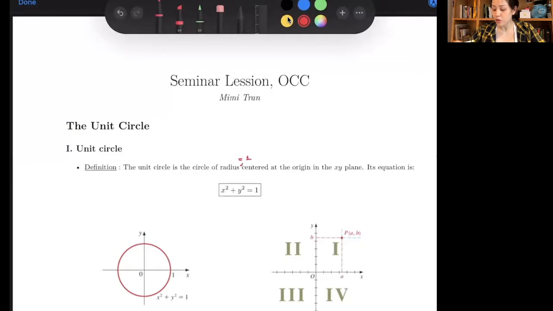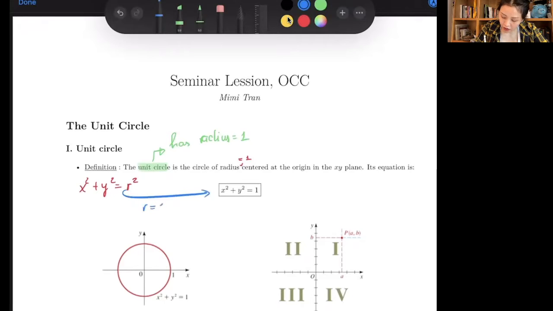Right? So if you recall, the equation of a regular circle is x squared plus y squared equals r squared. Because we have a unit circle, unit means 1, so this implies the unit circle has a radius of 1. Therefore, if I let r equal 1, you have that equation.